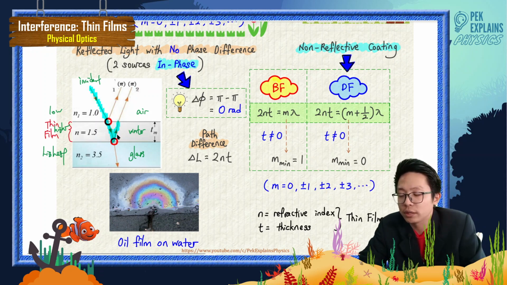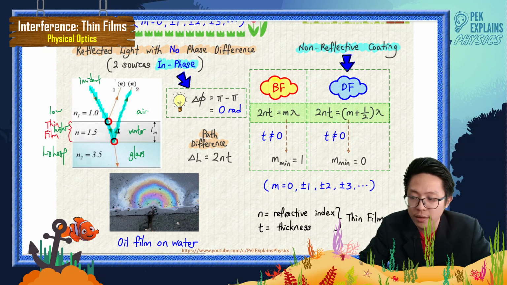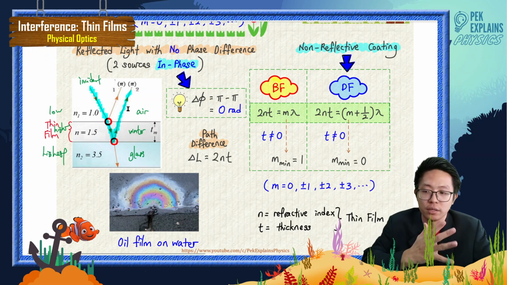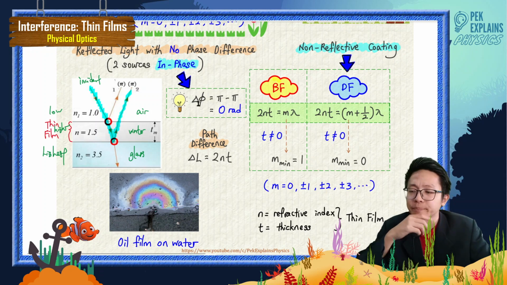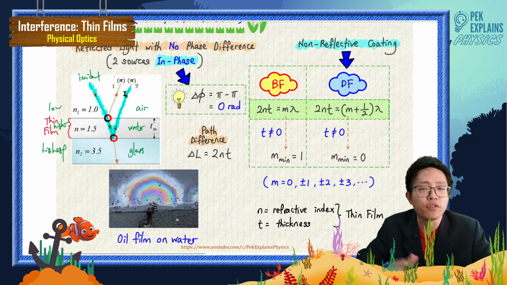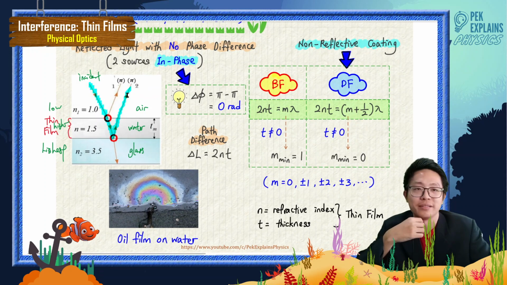And then from water to air, is there a phase change? Refraction from water to air, no phase change. So the second light, how many times is there a phase change? One time also. Same as the first light, the second light also gets one time phase change. So what is the phase difference between them? Both got one-time phase change. So does this make them in phase or anti-phase?